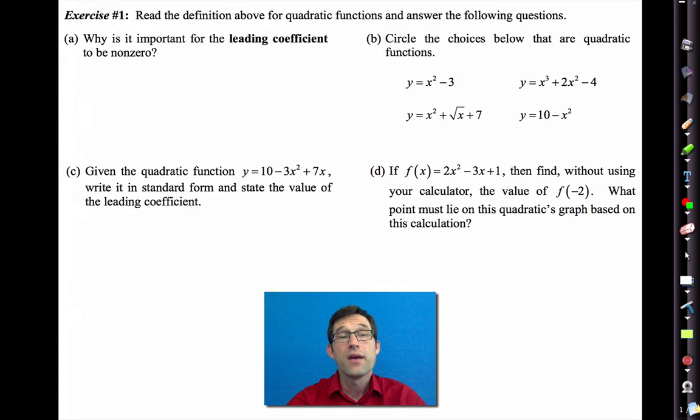All right. Now, this is kind of cool. The first question just simply says, read the definition above, the last one on your worksheet, y equals ax squared plus bx plus c, and answer the following questions. Why is it important for the leading coefficient, that would be a, to be non-zero? Pause the video just for a moment and think about that. Why can't a be equal to 0?